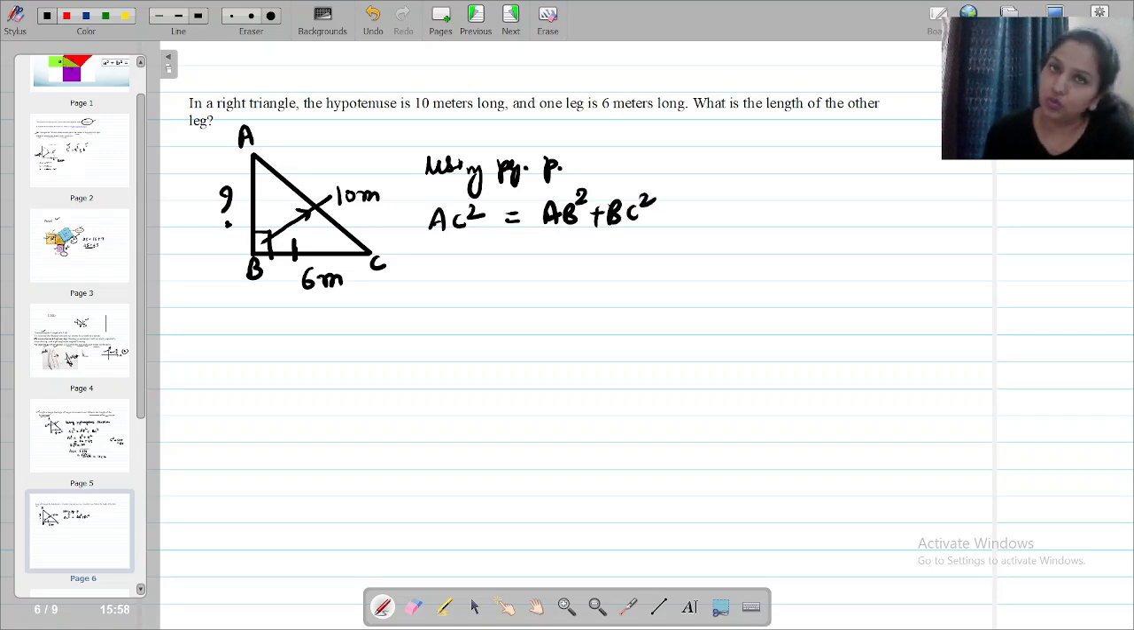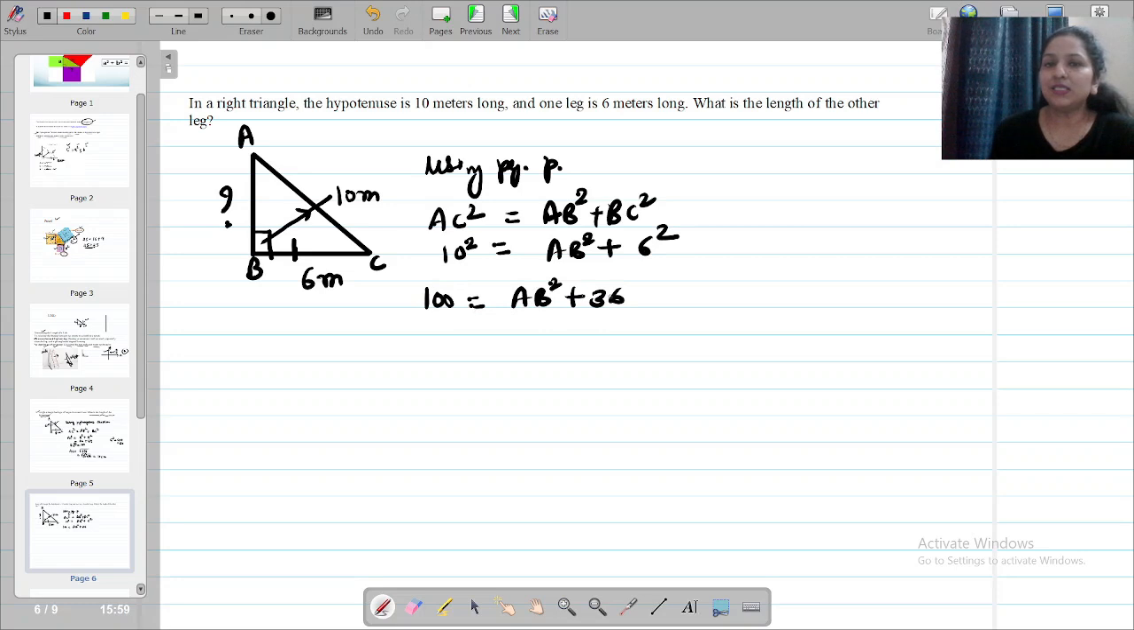Whatever values you know, put the values here. What is AC? It is 10. So you have to write 10 square is equal to, I do not know AB, keep it like this, plus BC is 6. So 6 square. Find the value. 10 square, in the previous question we have done, 10 square is what? 10 into 10, 100. Which is AB square plus 6 square is 36.